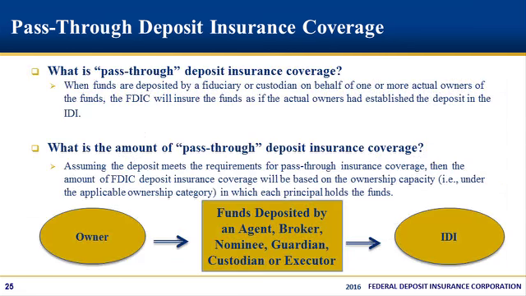What is pass-through deposit insurance coverage? When funds are deposited by a fiduciary or custodian on behalf of one or more actual owners of the funds, the FDIC will insure the funds as if the actual owner had established the deposit in the bank themselves. What is the amount of pass-through deposit insurance coverage? Assuming the deposit meets the requirements for pass-through insurance coverage, then the amount of FDIC insurance coverage will be based on the ownership capacity in which each principal owner holds the funds.